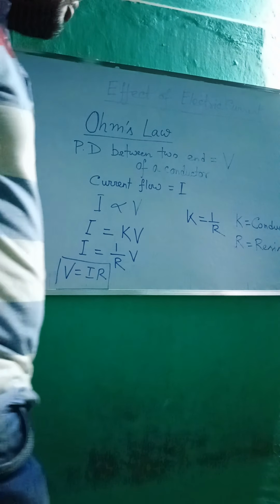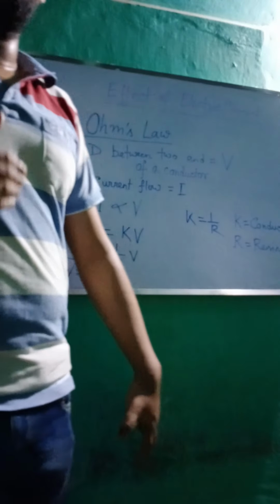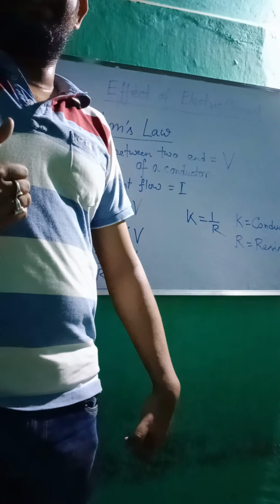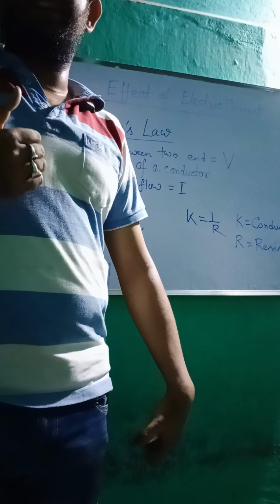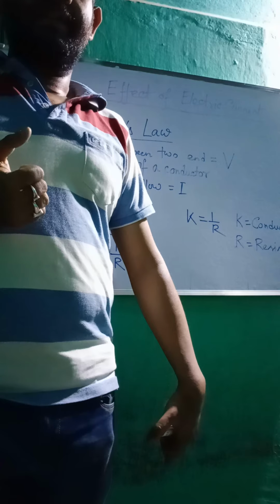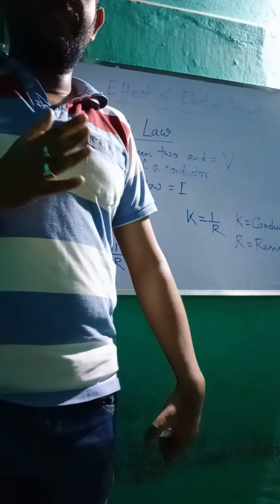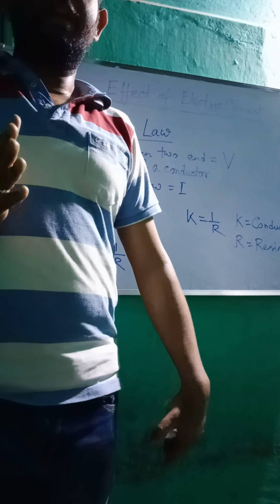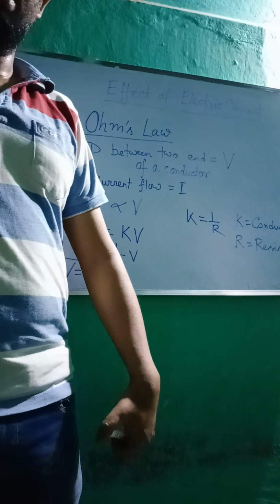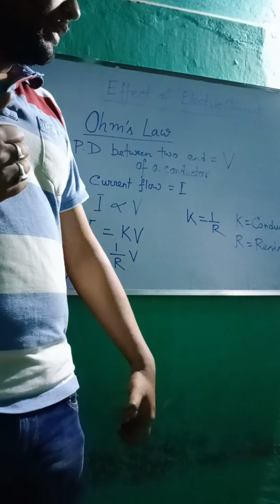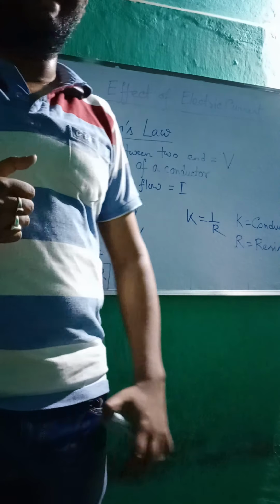So today we discussed how current flows due to the potential difference, and then how the current flow depends on the potential difference. Then from that we discussed Ohm's law. From Ohm's law we discussed conductance and resistance.